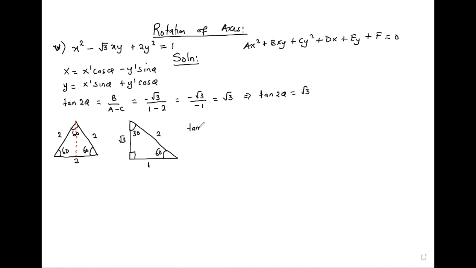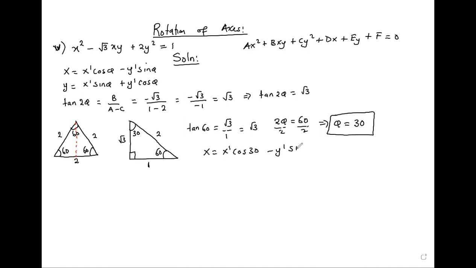Remember, tan is opposite over adjacent. So for 60, opposite will be root 3, adjacent will be 1, so we get root 3. So 2 theta is equal to the angle 60; divide by 2, and we get theta to be 30. If you use the triangle, it becomes very nice because you have found theta. Then you take it to x. What is x? x prime cos 30 minus y prime sin 30.